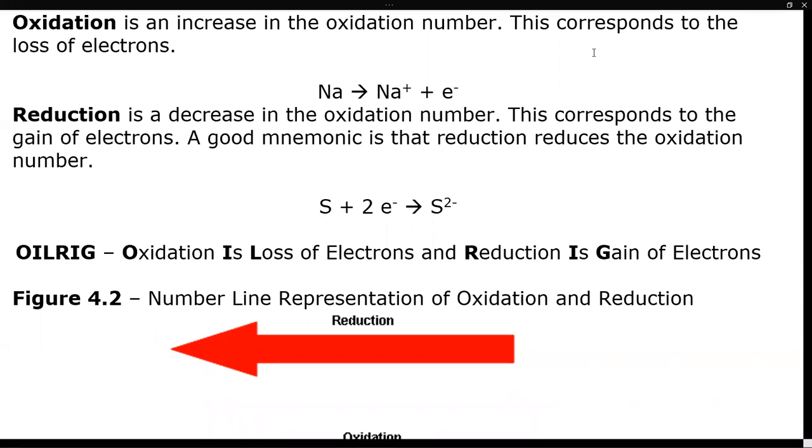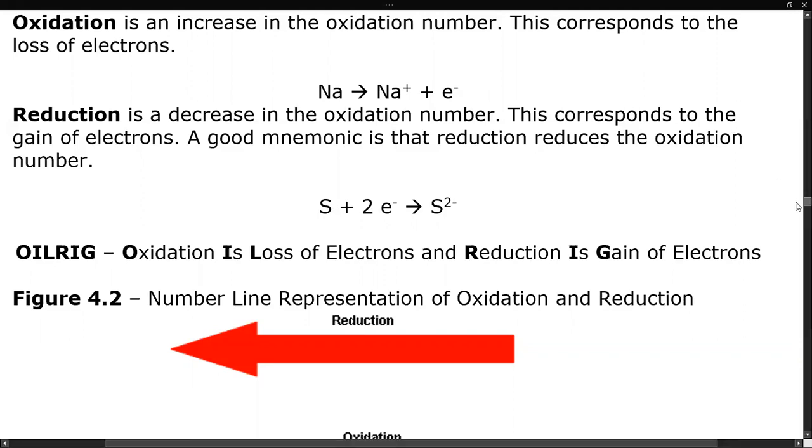A reduction is a decrease in the oxidation number, and it corresponds to the gain of electrons. So you just have to remember reduction reduces the oxidation number. So sulfur plus 2 electrons forming sulfur -2, or sulfide, is a reduction. So it's going to become less positive or more negative if it's being reduced. We can use the mnemonic device OIL RIG: oxidation is the loss of electrons, and reduction is the gain of electrons.